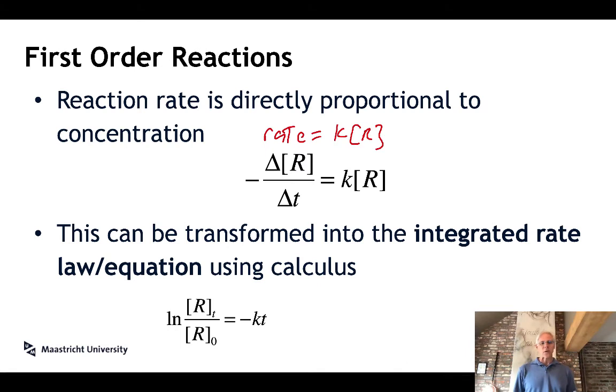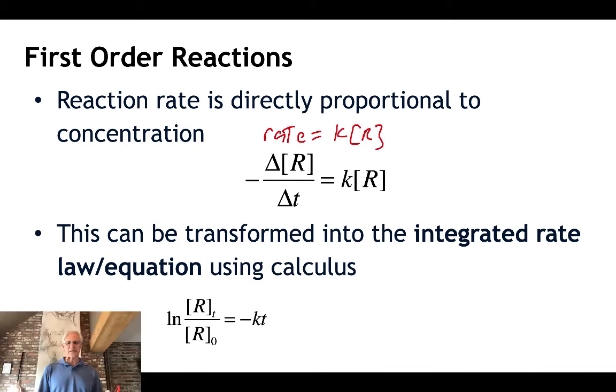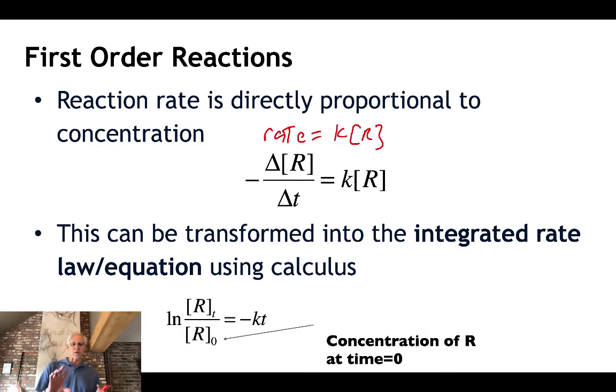Look at that. We got natural log of the concentration of R at time t over the concentration of R at time 0 is equal to negative Kt. We can do a little bit of calculus here and transform it again. What are those little zeros and t's there? Sorry, my arrows didn't line up for some reason.